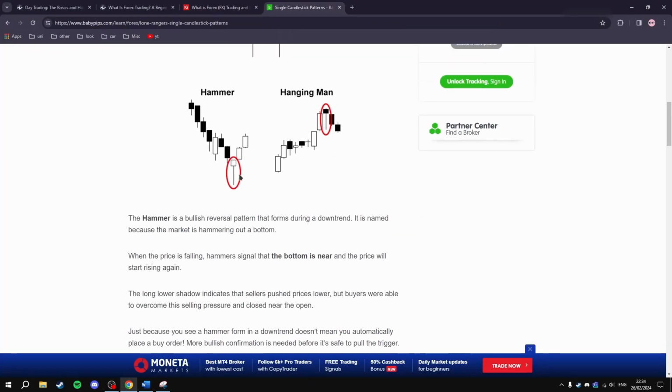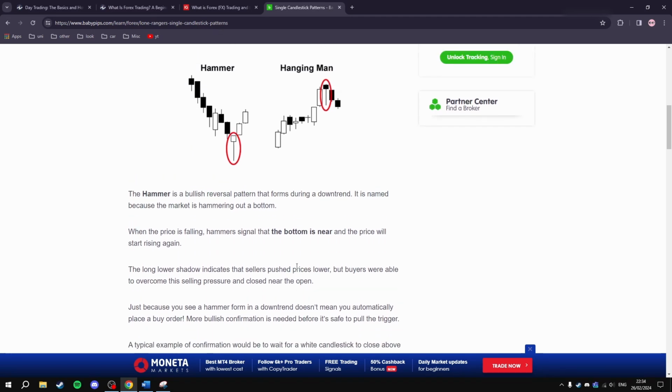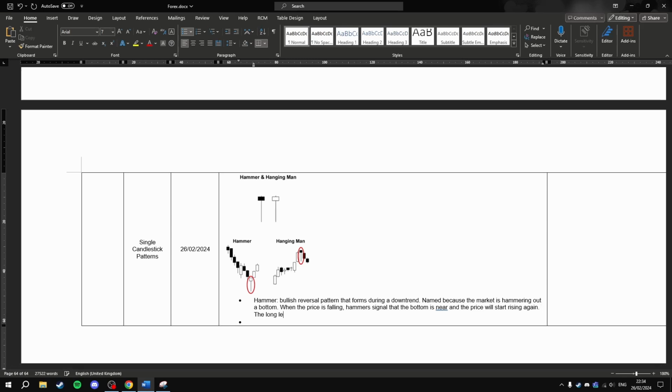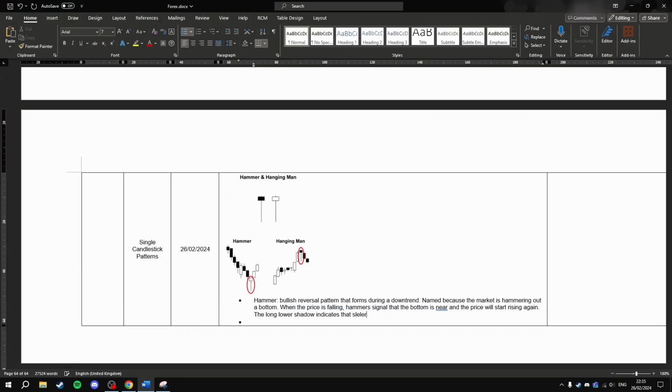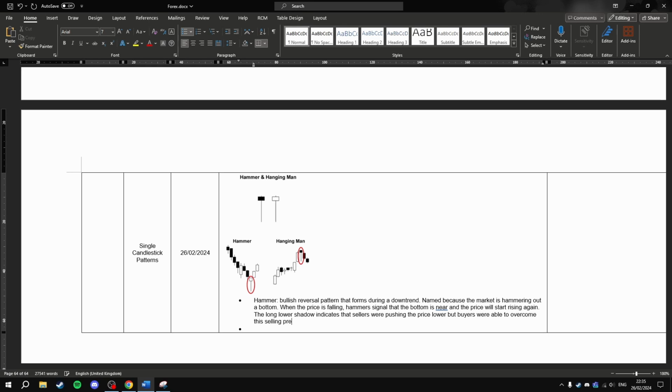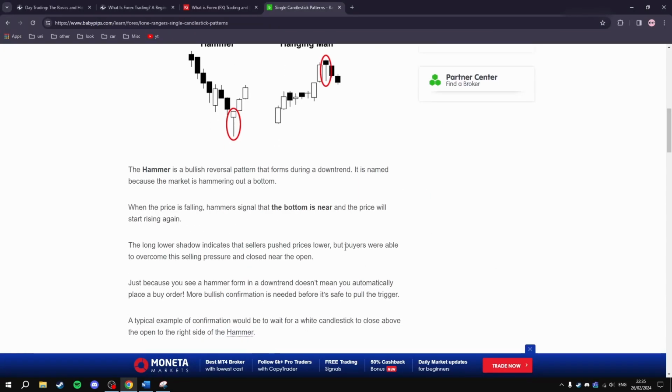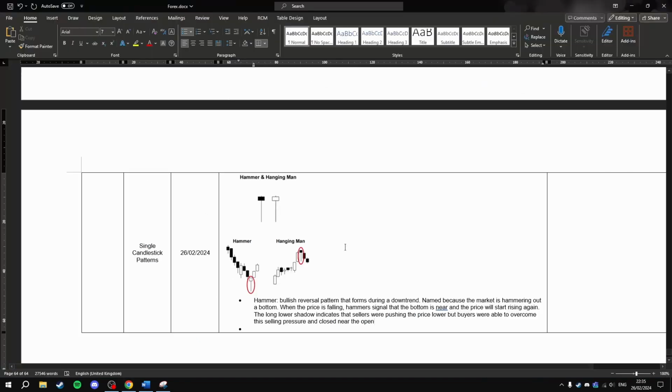The long lower shadow indicates that sellers were pushing the price lower, but buyers were able to overcome the selling pressure and closed near the open.